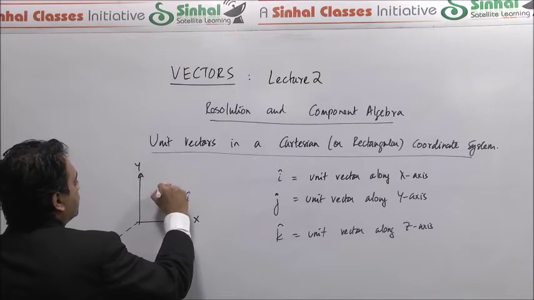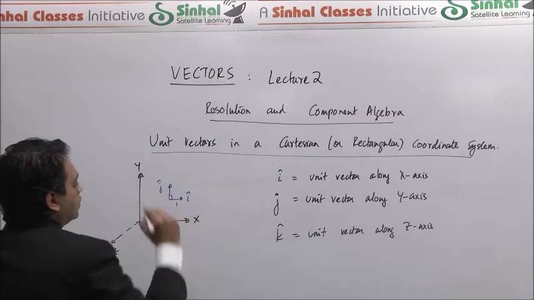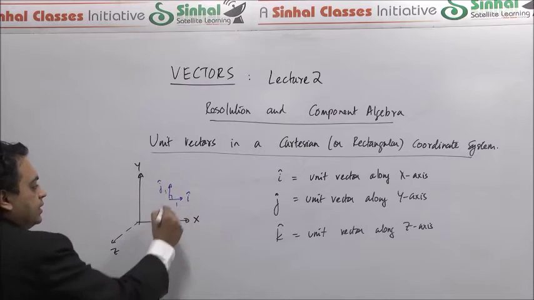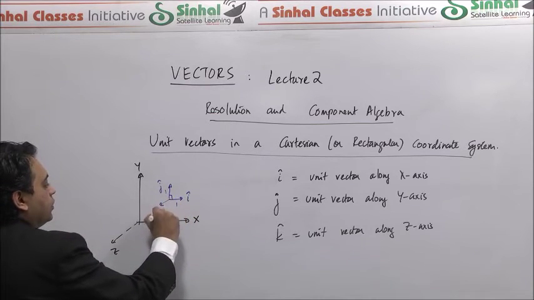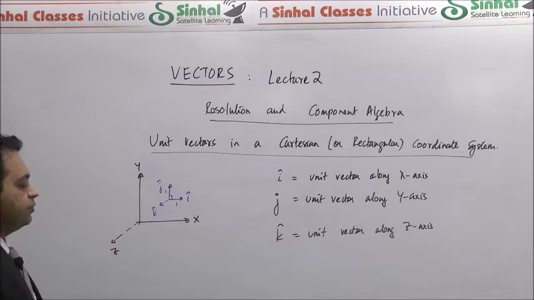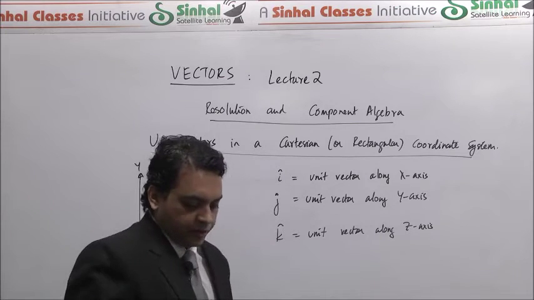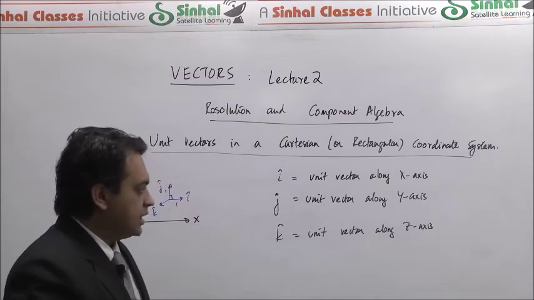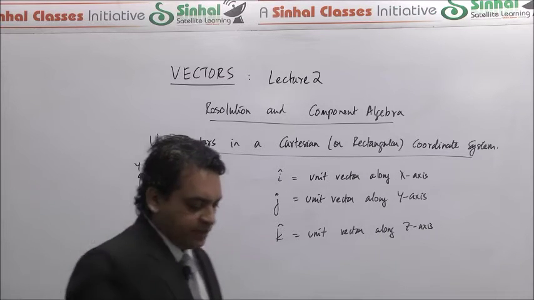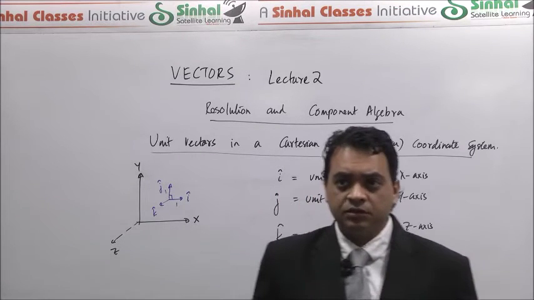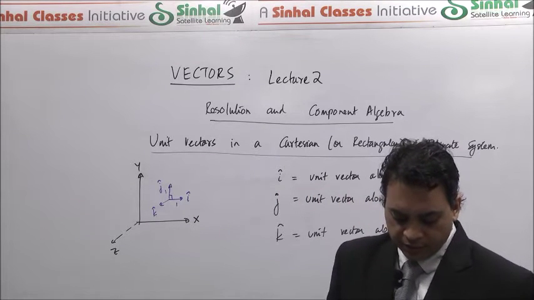J cap would be a vector of magnitude 1, which is again like this, and k cap would be a vector coming out of the plane. Okay, so of magnitude 1 again. So these three would be mutually perpendicular. Right? Okay. So that is the concept of unit vectors, and we will understand in a bit of time what their importance is when it comes to resolution and component algebra of vectors.